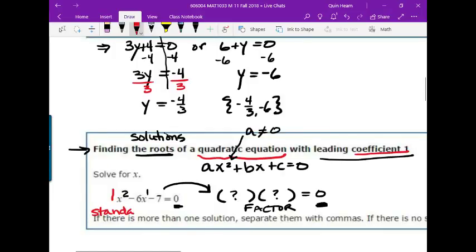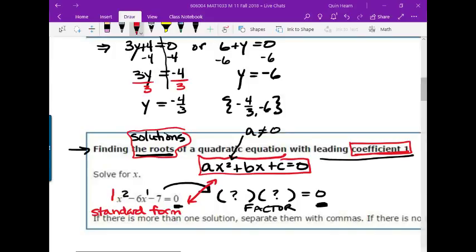Standard form just means that you have it where it matches up with ax squared plus bx plus c equals 0. Okay, you have a 0 on one side. All right, so that's a lot of vocabulary. Solutions are the roots. Quadratic equation is any one that looks like ax squared plus bx plus c equals 0 if you rearrange it. And in this case, we're looking at one that in particular has a leading coefficient of 1 in the front of the x squared.